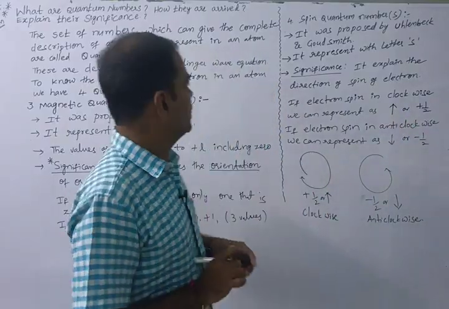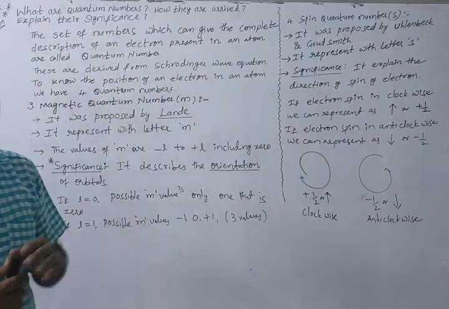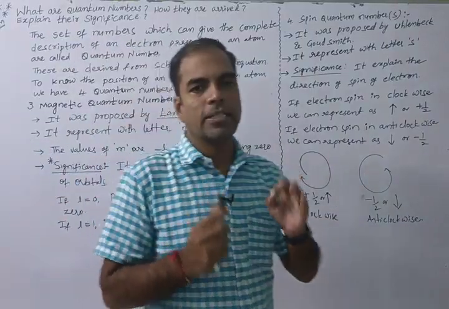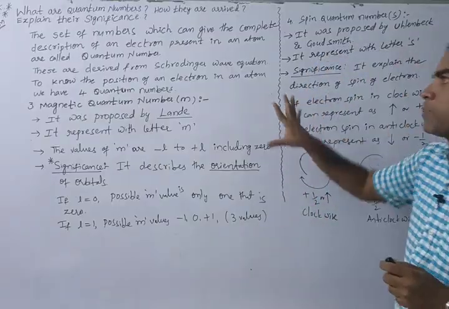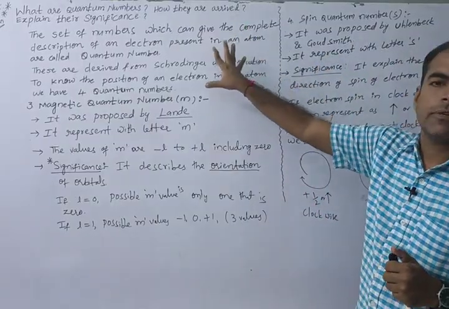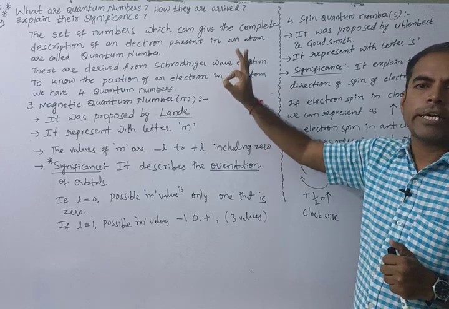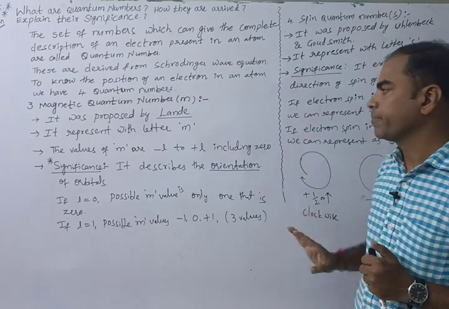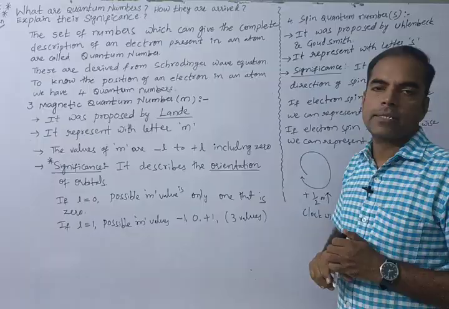Okay, students. So these are the four quantum numbers. Very, very important for your annual examination. Explain the significance of the quantum numbers. What are quantum numbers? Explain their significance. Okay, right? Next.